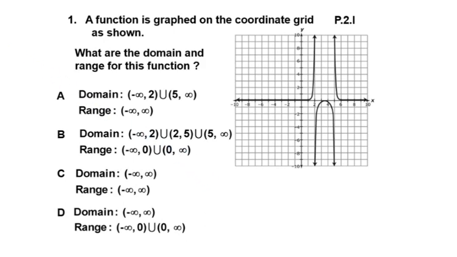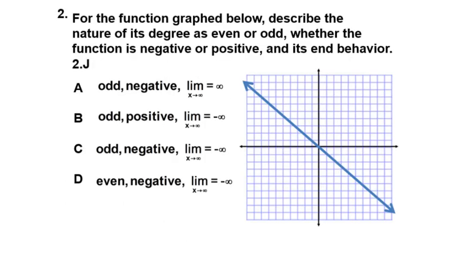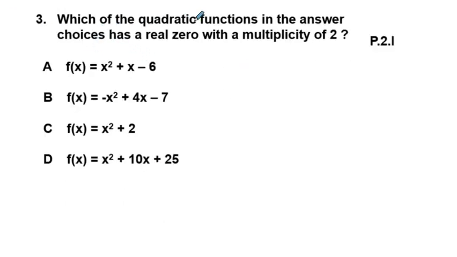So we're going to go over, starting with problem number 3: which of the quadratic functions in the answer choices has a real zero with a multiplicity of 2. And so we have the answer choices A, B, C, and D. If you know the graphs at all, you should be able to eliminate answer choice C, because you're not even going to touch the x-axis.